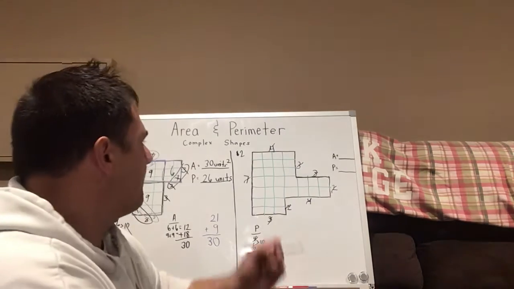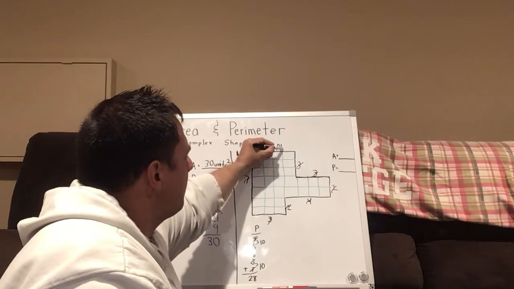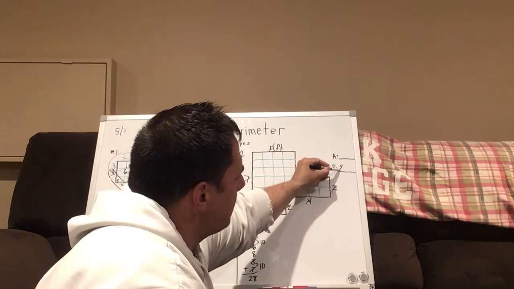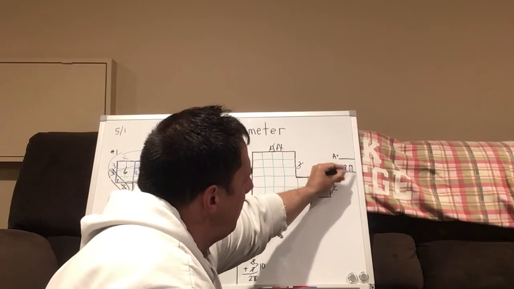So I can fill that in. I'm going to call these feet instead of units this time. So I'll put feet up here. So I'd say my perimeter is 28 feet.